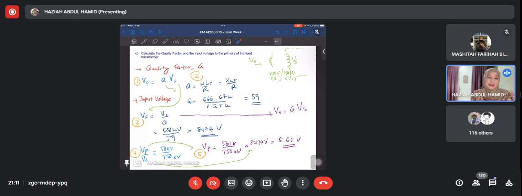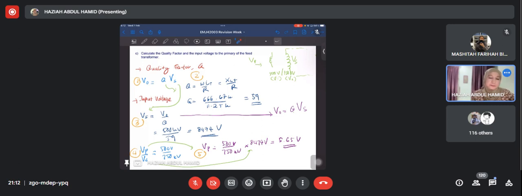In the first step earlier, 666.67, divide by the total R that we already calculated before, 11.25, the total resistor or resistive component of the resonance circuit. So we get Q equal to 59. So VO and VS are related by this, amplified by 59. Whatever input voltage we give to the resonance circuit will be amplified by 59 and generate the VO that we want.